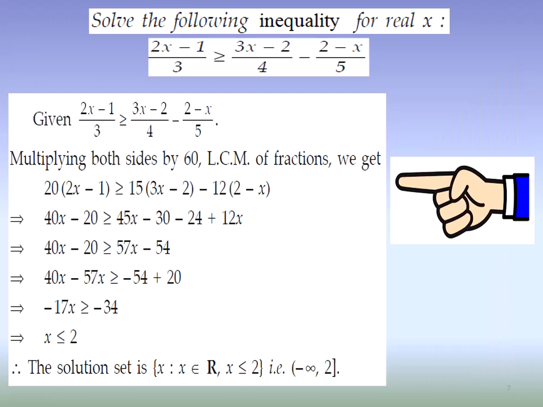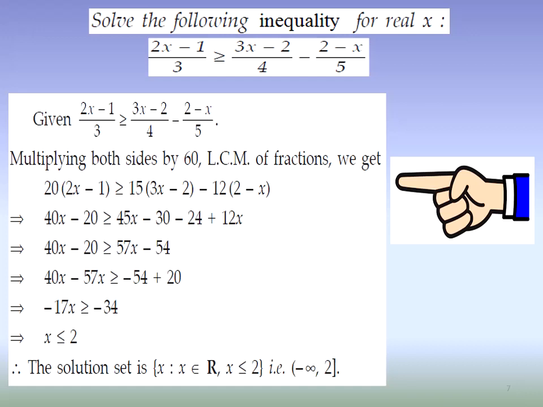Solve the following inequality for real x. (2x minus 1) by 3 is greater than or equal to (3x minus 2) by 4 minus (2 minus x) by 5. So first I multiplied both sides by the LCM of 3, 4 and 5. As we know, the LCM of 3, 4 and 5 is 60. So after multiplication we got the result 20 within bracket 2x minus 1, which is greater than or equal to 15 within bracket 3x minus 2, minus 12 into 2 minus x.